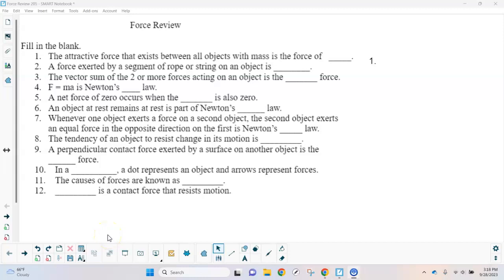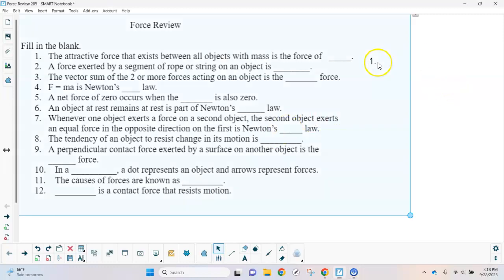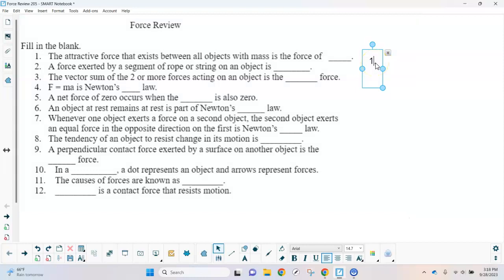All right, guys, so this is week 7, and we're going to get into the review for the unit test coming up. So let's just jump right in. The first part is just kind of definitional ideas. I'm just going to type the number and the answer over here.